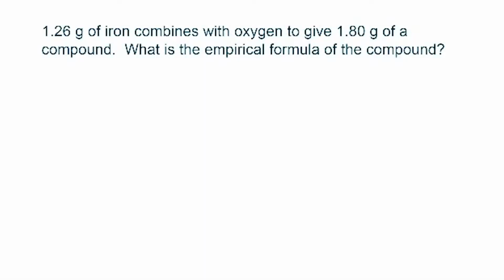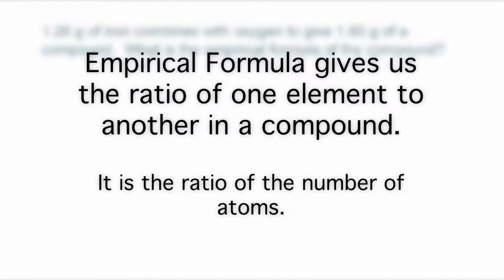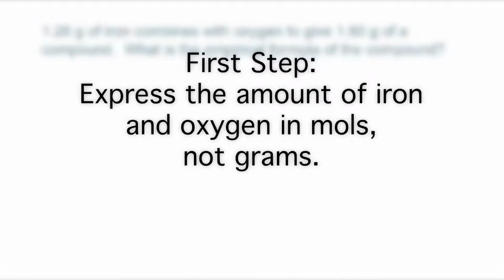In this problem, we're given the mass of the iron and the oxygen in the compound, and we're asked to determine the empirical formula. We know that an empirical formula gives us the ratio of one element to another in a compound, but it's not the ratio of the masses, it's the ratio of the number of atoms. Since the counting unit we use in chemistry is the mole, our first step is to express the amount of iron and oxygen in moles rather than grams.